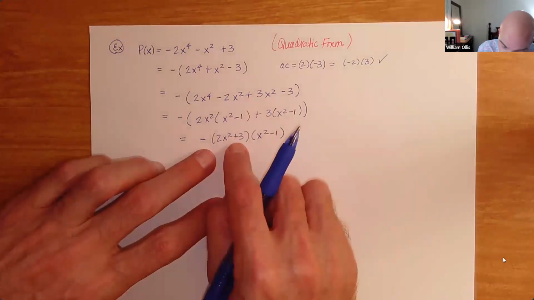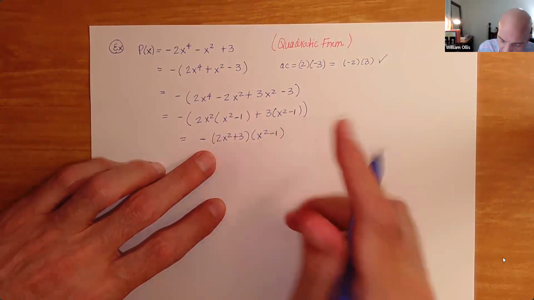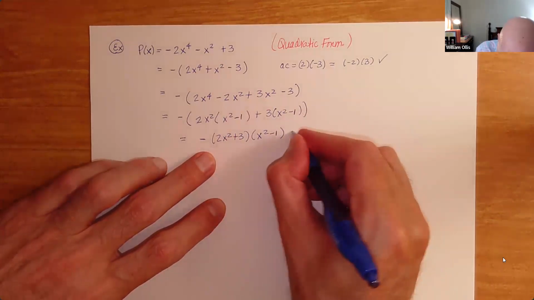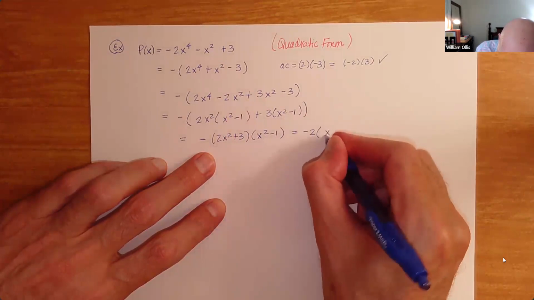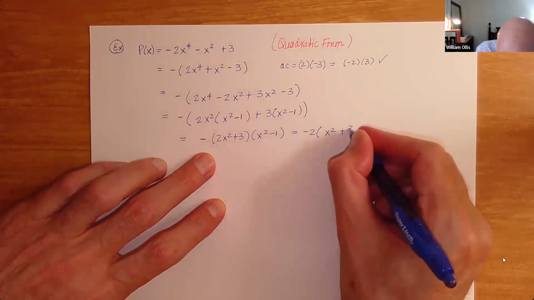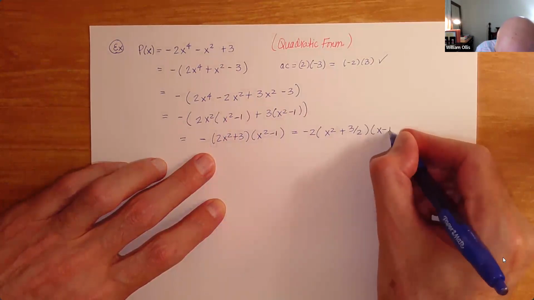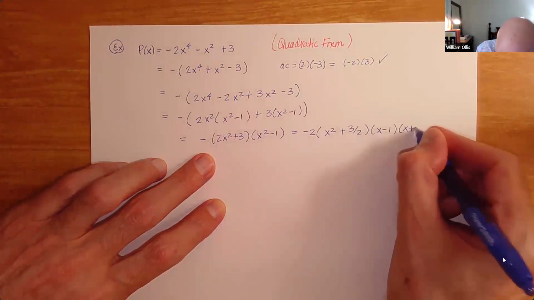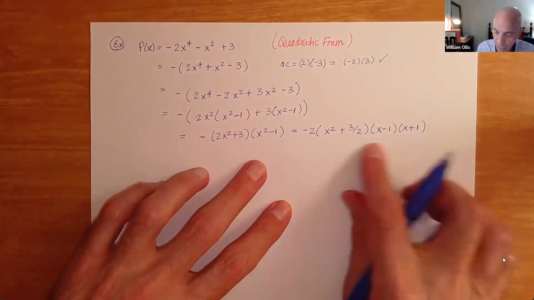but we notice that this does have zeros, but they're not real. Let's just go ahead and factor them just to get some practice. So we have a negative 2, and we have x squared plus 3 halves. And then, of course, we get x minus 1 times x plus 1. So this gives us a factorization.